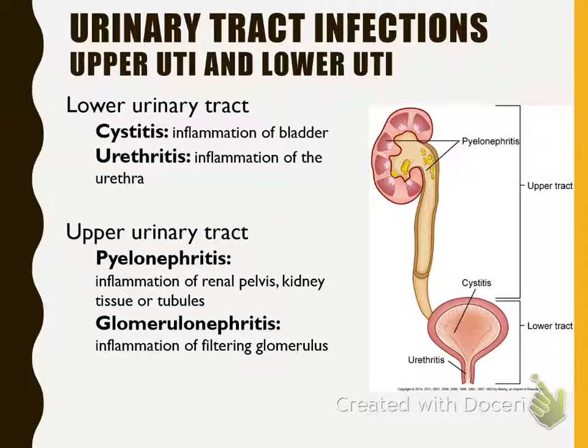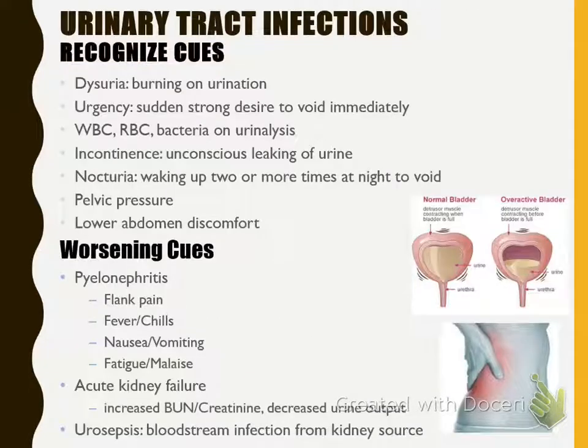So cystitis and urethritis: cyst is bladder, so cystoscopy or anything like that is bladder. So cystitis is an infection of the bladder, urethritis is an infection of the urethra, pyelonephritis is an infection of the kidney, and glomerulonephritis is an infection of the actual glomerulus at the very top of the kidney. So those are the urinary tract.